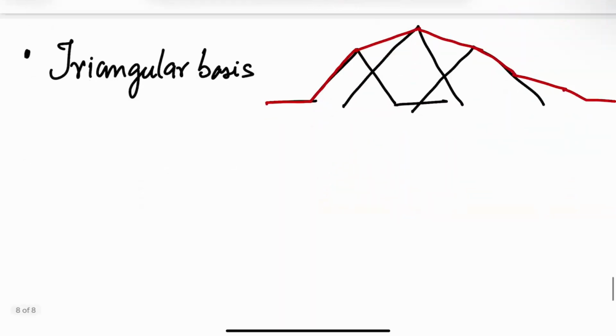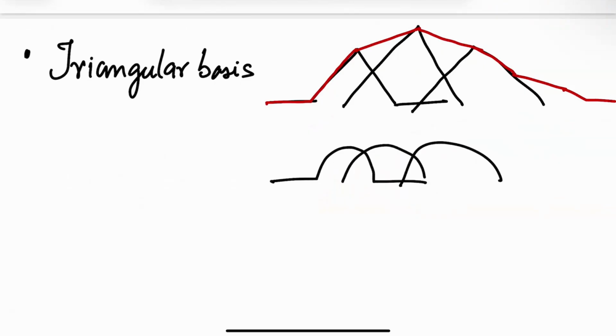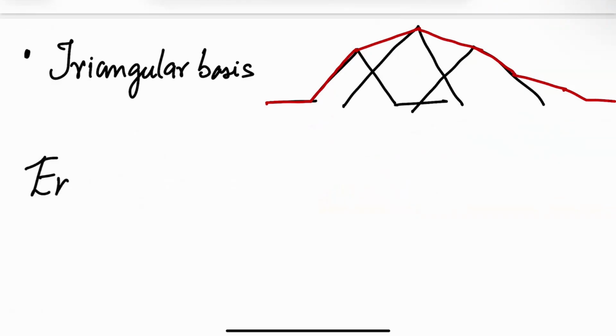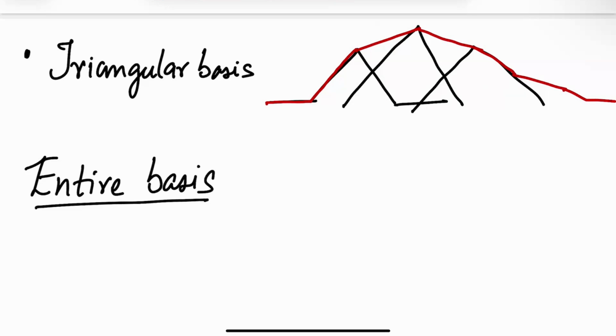Then you can use a truncated sinusoid. That's a truncated sinusoid, which gives you a slightly better approximation. The other category is called entire domain basis functions. Entire domain means that the basis function spans the entire domain.